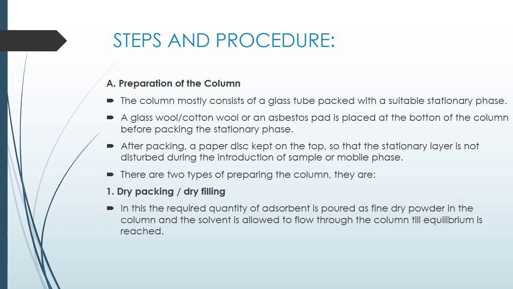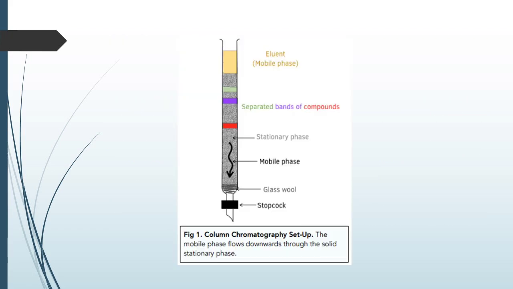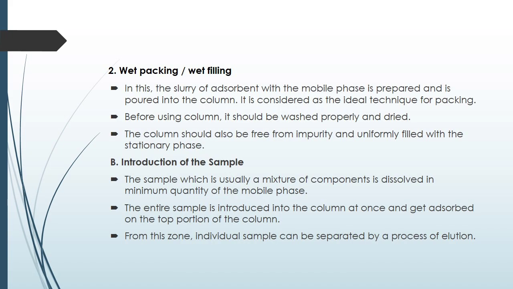There are two types of preparing the column. First, dry packing or dry filling. The required quantity of adsorbent is poured as a finely dry powder into the column. Solvent is allowed to flow through the column till equilibrium is reached. Wet packing or wet filling. A slurry of adsorbent with mobile phase is prepared and poured into the column. It is considered the ideal technique for packing. Before using the column, it should be washed properly and dried. The column should be free from impurity and uniformly filled with stationary phase.